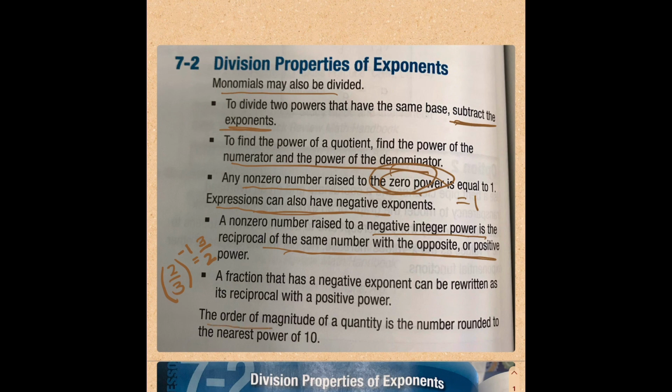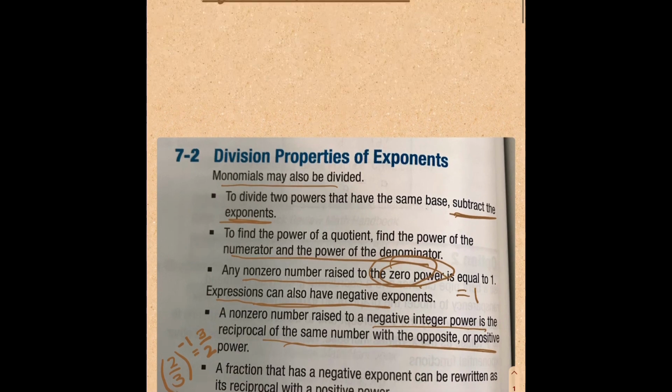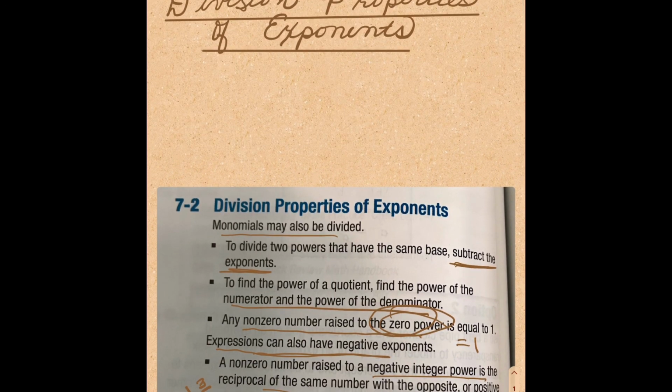The order of magnitude of a quantity is the number rounded to the nearest power of 10. We also saw that little piece, which just happened to get kind of tucked in here. So let me know what you still have problems with, and we'll talk.